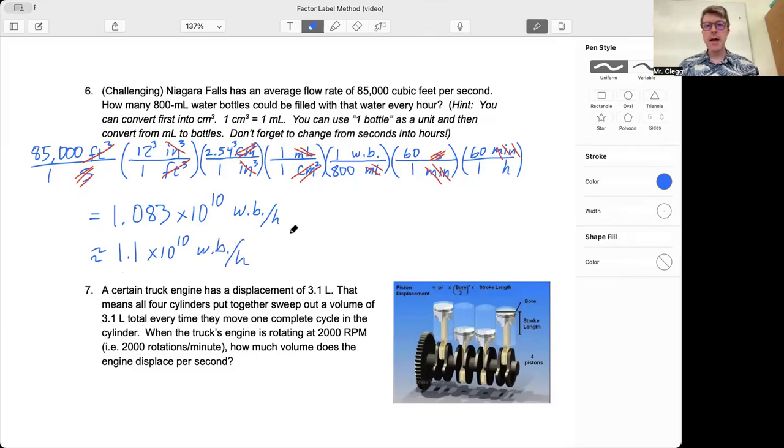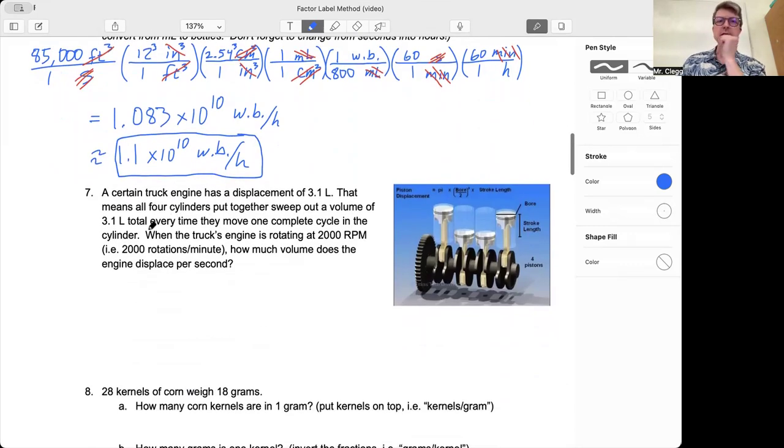All right. Excellent. That was pretty tough, but we just kept at it and added lots and lots of conversion factors, and we got it. Okay, this next one is conceptually a little bit challenging, but the math is a lot easier.